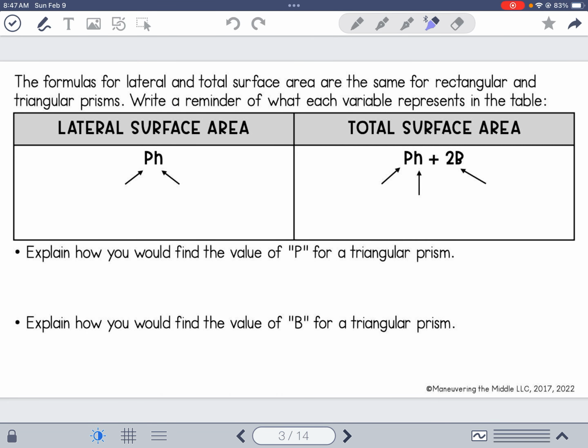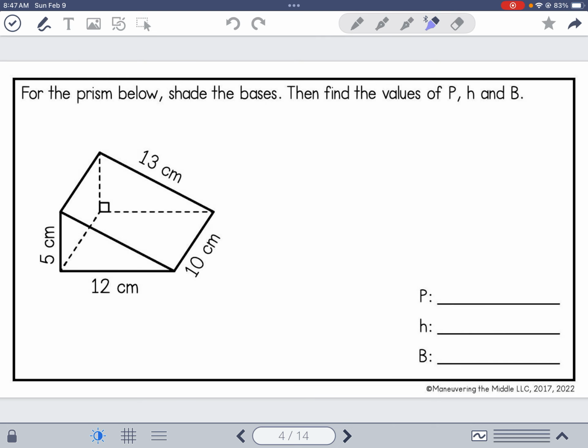All right, again, we did this yesterday. The big P stands for perimeter. The H stands for the height. We're gonna add on 2 bases. All right, so let's see what we got.